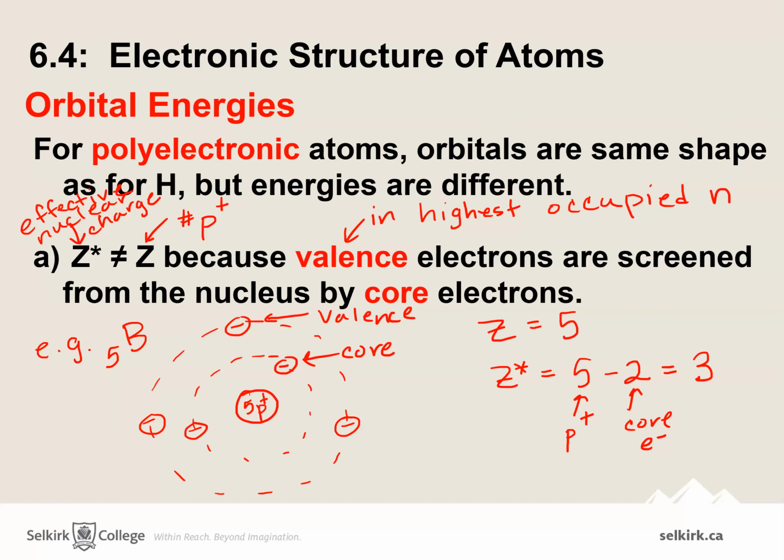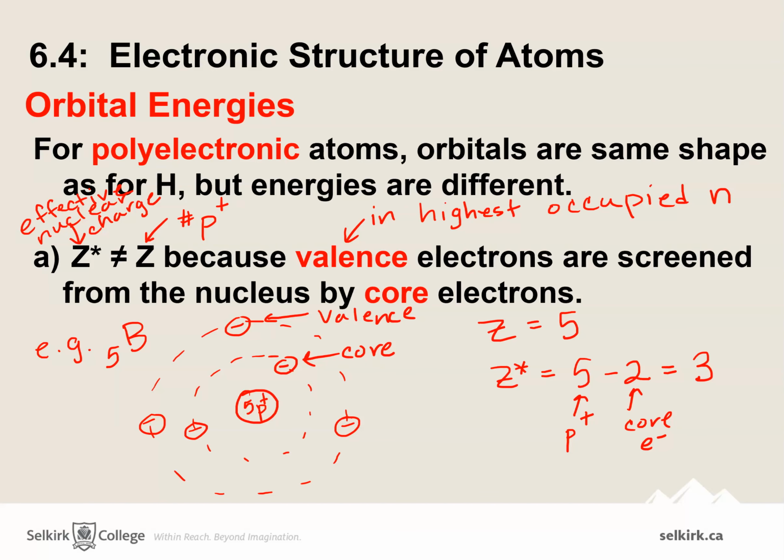So that's going to affect the energy of the different sublevels. The core electrons see the full nuclear charge. There's nothing in the way between the ones in the first energy level. But the valence ones will only feel a net charge of 3, and that will change their energies.